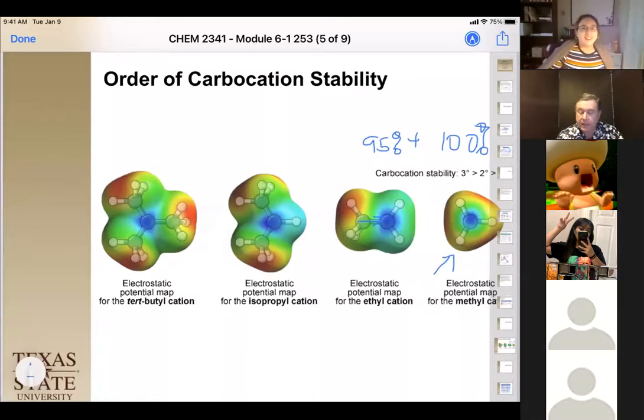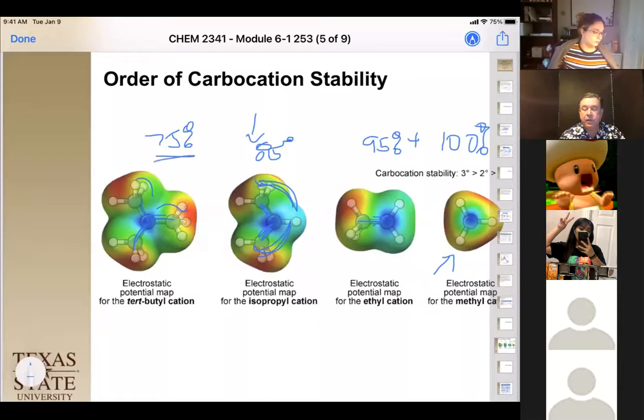Okay. In the case of 2 right here, we have the 2 different inductive effects plus 2 possible hyperconjugation effects, making it more stable. So maybe this is 85%. And by the time we get to 3, we have 3 different inductions, 3 different hyperconjugations, and that's 75% of the positive charge, making it much more stable.